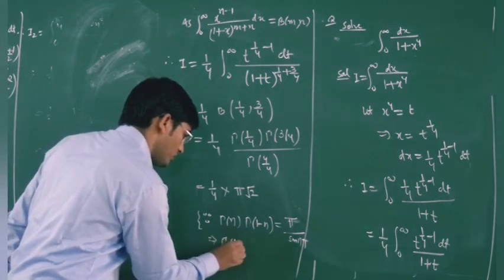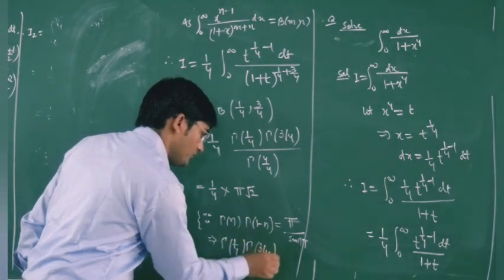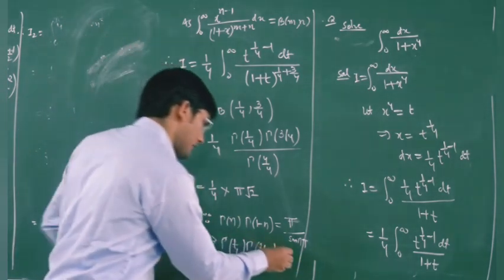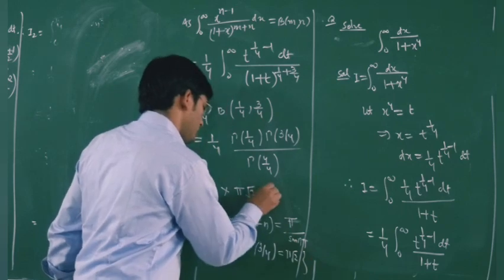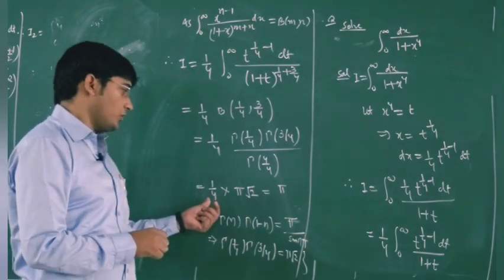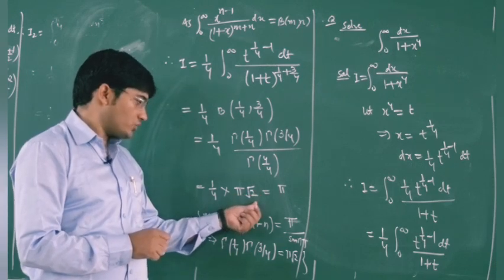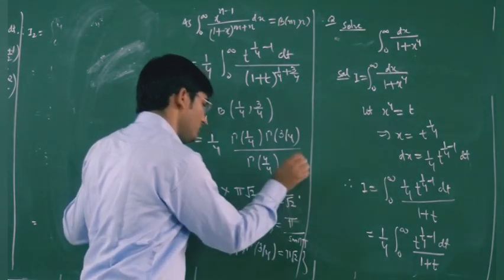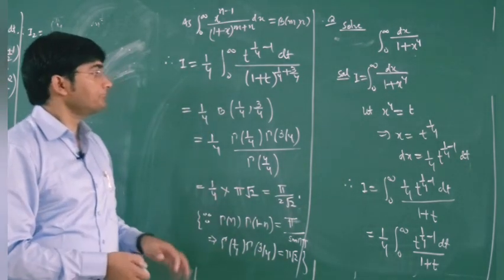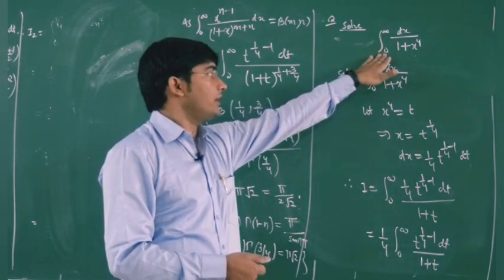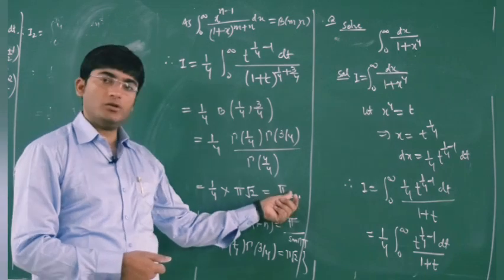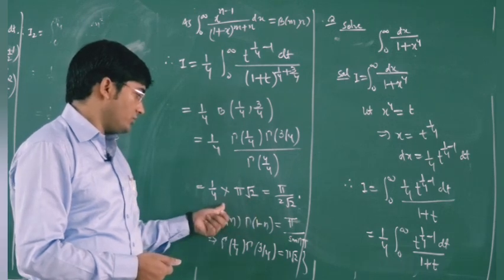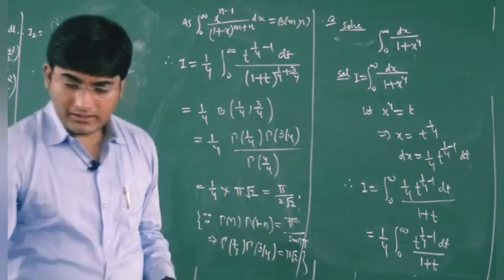So this is your gamma 1 by 4 into gamma 3 by 4 equal to, now this will be pi upon sin 45 degree, which is your 1 by root 2. So this will be pi root 2. So your answer is pi root 2 upon 4, or if you multiply the numerator and denominator by root 2, then this will be your 2. So we have pi upon 2 root 2. So this is your solution of this problem. So the value of this integral is just equal to pi upon 2 square root 2, if you multiply the numerator by root 2 and the denominator by root 2. Okay, the next question.